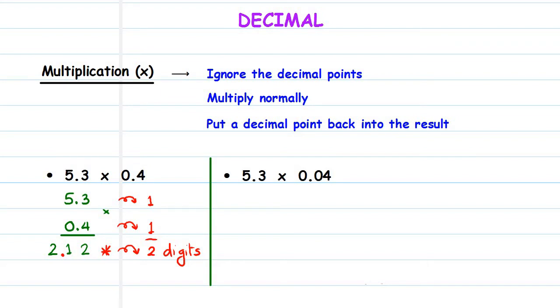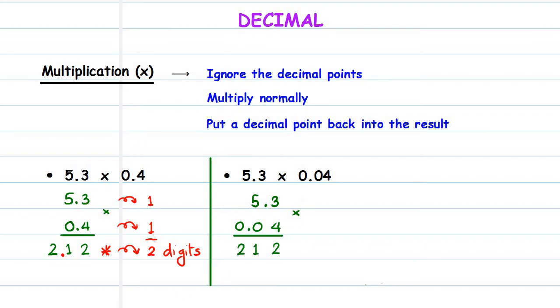How about 5.3 times 0.04? Here we have 5.3 times 0.04. First, we will ignore the decimal points in these two numbers and just multiply them normally. We will get 2, 1, 2.